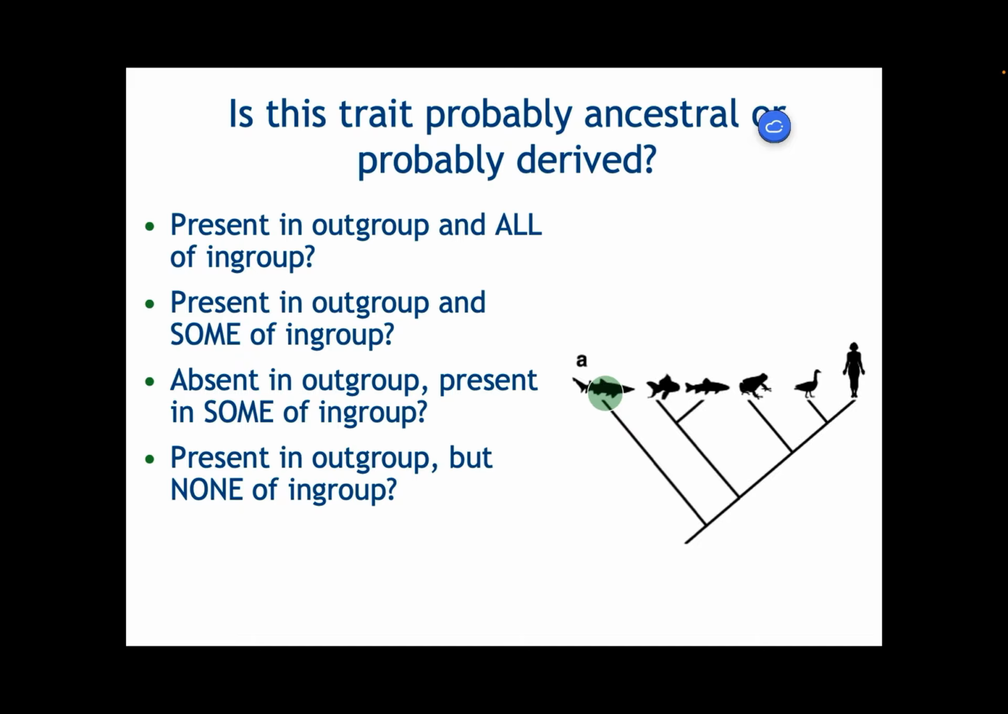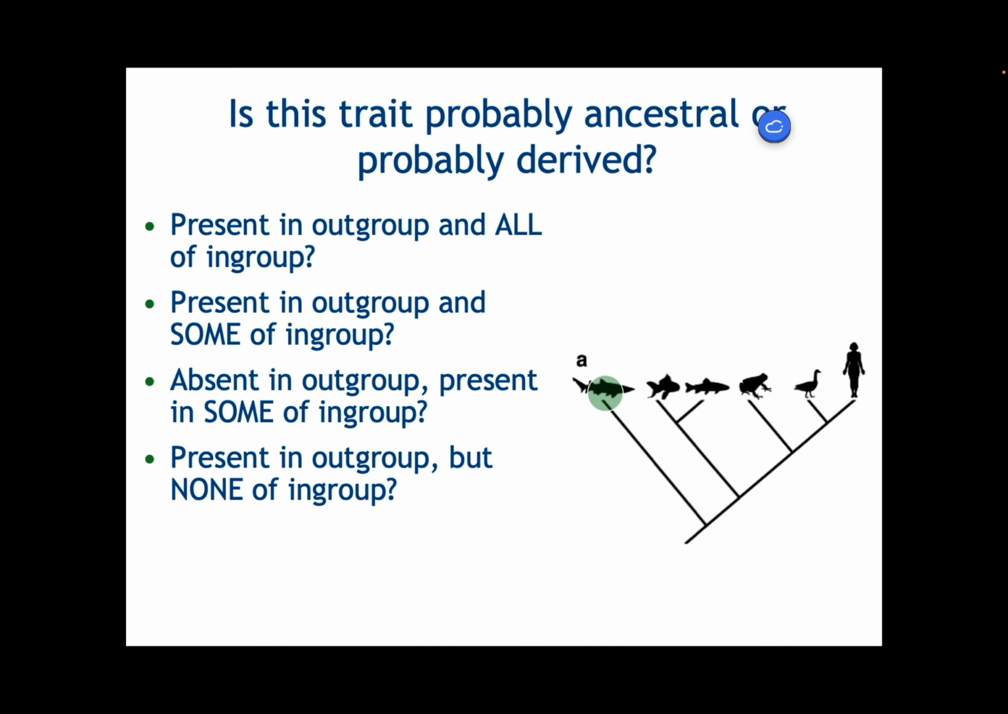Okay, what if the trait is present in the outgroup and nobody in the in-group has it? Is that probably ancestral? Is it probably derived? Is it equally likely to be either? Yeah, I would agree with that. For a distribution of traits like this, we simply cannot tell with any degree of confidence whether a trait is probably ancestral or probably derived.